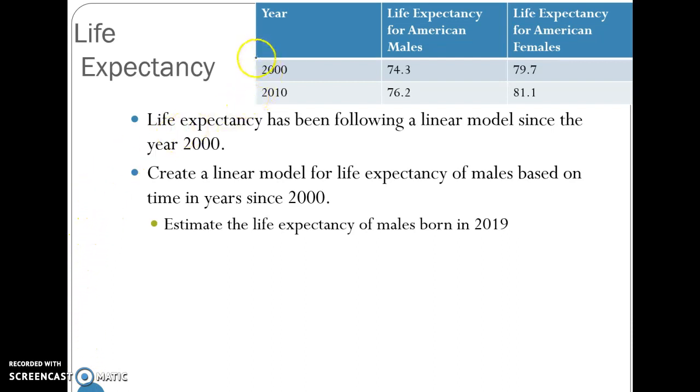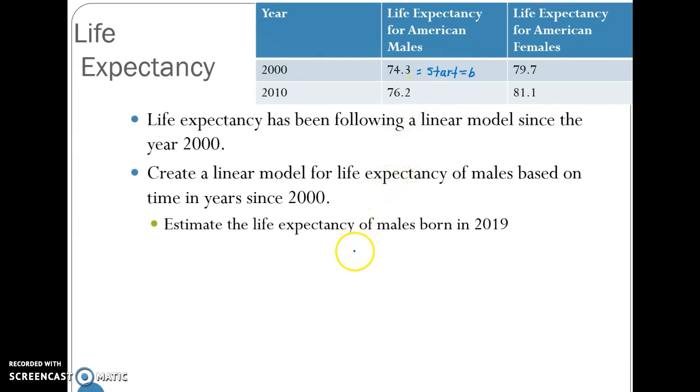So the first thing I notice is that in the year 2000, life expectancy was 74.3 years, and for males born in 2010, it was 76.2 years. So what I need to figure out is the rate of change, because I've been given data points, but I have not been given the slope. This 2000 is actually going to be my start, that the life expectancy starts there at 74.3 years. And so I know in my y equals mx plus b model that that is b. But I have to figure out m, the rate of change.